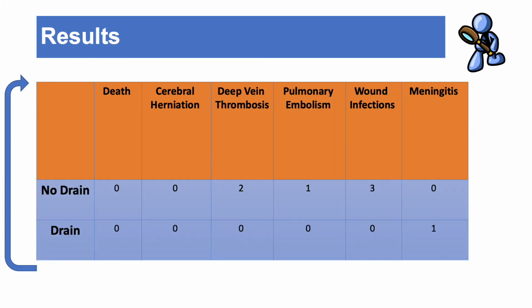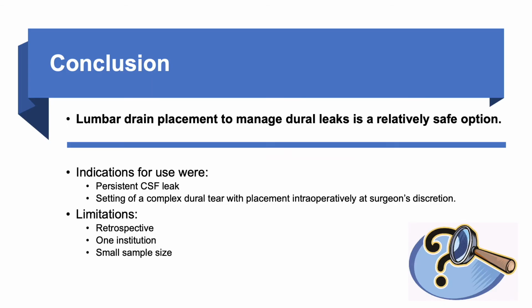If we look at the types of complications that occurred, a single patient with a lumbar drain experienced meningitis. On the other hand, patients without lumbar drains had other complications, including 2 patients with a deep vein thrombosis, 1 patient with a pulmonary embolism, and 3 patients with postoperative wound infections. So the conclusion is that lumbar drain placement is a reasonable and safe option for the management of CSF leaks. This is a limited study based on its retrospective nature and its relatively small sample size.